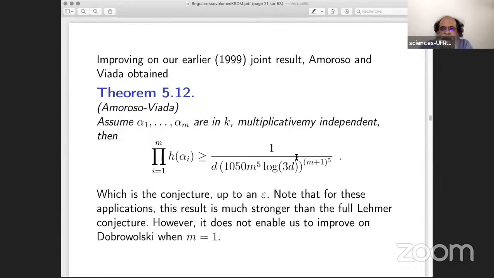And for applications, it's much stronger than the full Lehmer problem, because if you have two units, you multiply them, you still have essentially 1 over d, whereas Lehmer's problem would give you 1 over d squared. Okay, but this, of course, still does not say absolutely anything on the case of dimension 1.